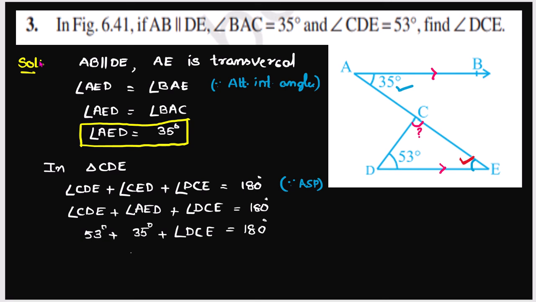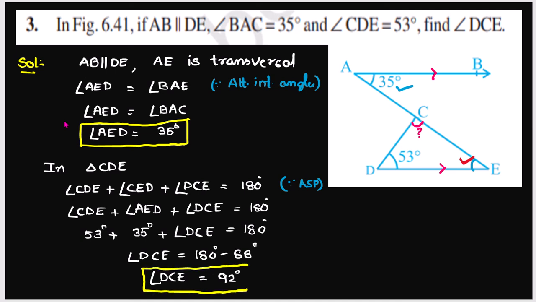Then angle DCE equals 180 minus the sum of these two angles, those are 53 and 35. How much is the sum of these two angles? 88, children. So 180 minus 88. That is angle DCE equals 180 minus 88, that is 92 degrees. So this is the required value. Angle DCE equals 92 degrees. You need to highlight it.